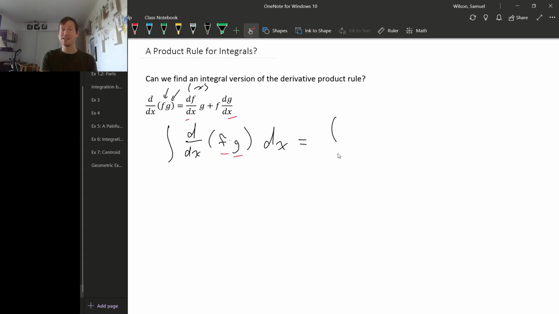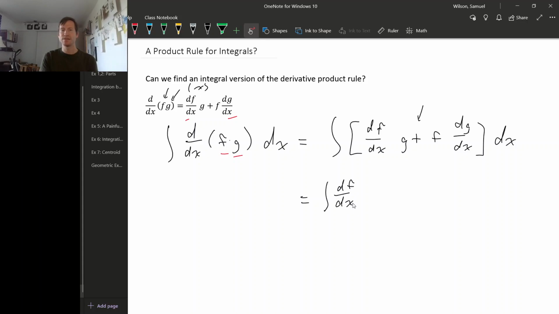On the right-hand side, we get the integral of df dx times g plus f times dg dx, and this is all integrated dx. On the right hand side, we can split up this sum. So this is integral of df dx times g dx plus the integral of f times dg dx.